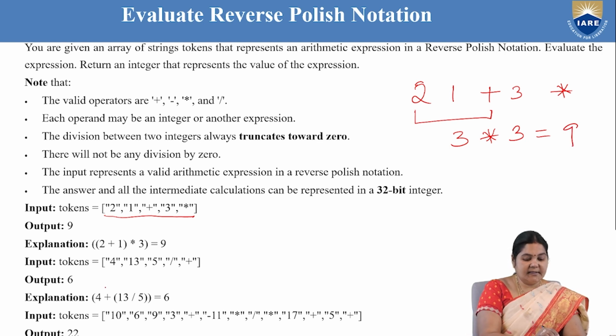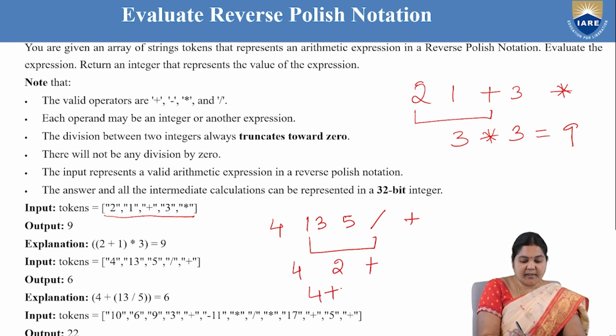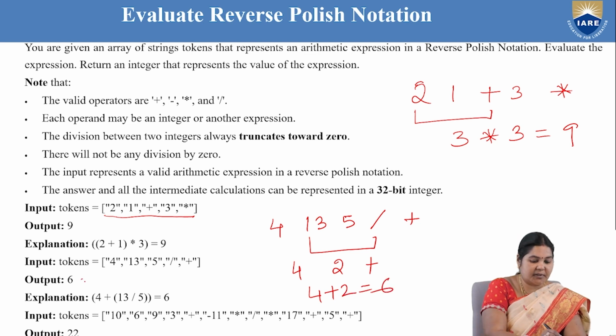Like that, there is another expression which is nothing but 4, 13, 5, slash and plus. So, how to evaluate this? First, we will evaluate this. It is 13 by 5. So, 13 by 5 is 2. So, it is 4, 2, plus. So, 4 plus 2 becomes 6. So, the answer is 6 over here.